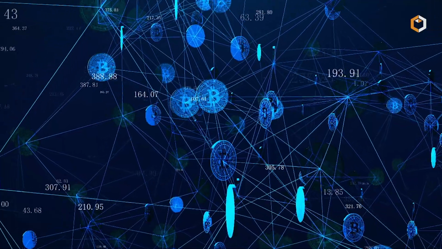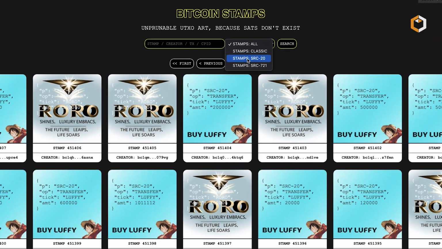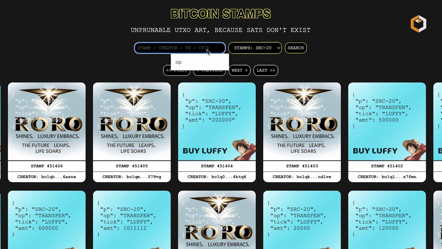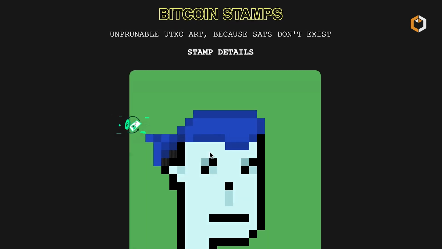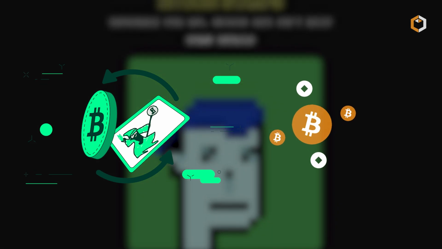In conclusion, Bitcoin stamps provide a reliable method for integrating digital art into the Bitcoin blockchain, ensuring its integrity and offering greater flexibility compared to other inscription technologies like Bitcoin ordinals or Bitcoin runes.